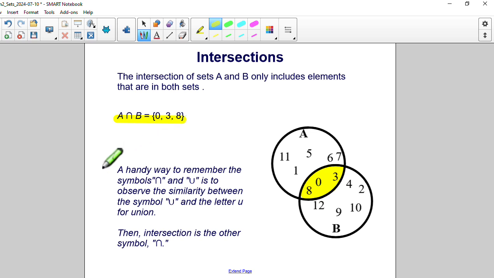A handy way to remember the symbols of intersection and union is to observe the similarity between the symbol ∪ and the letter U for union. Since the word union begins with the letter U, the symbol resembles a U. Then the intersection is the other symbol. I refer to it as an upside down U.